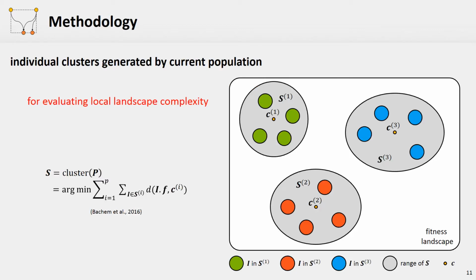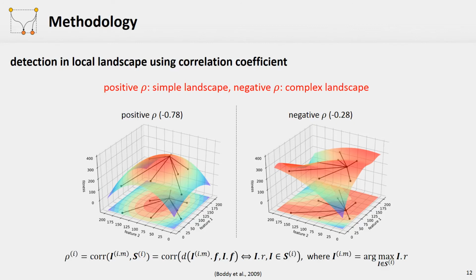We used a clustering method to divide all the individuals into several clusters. The number of clusters is the number of initial or saved individuals. And then we can evaluate the local landscape complexity of each cluster. Correlation coefficient can be used to evaluate the local landscape complexity. After dividing the whole population, the individual with the best fitness will be selected in each cluster.